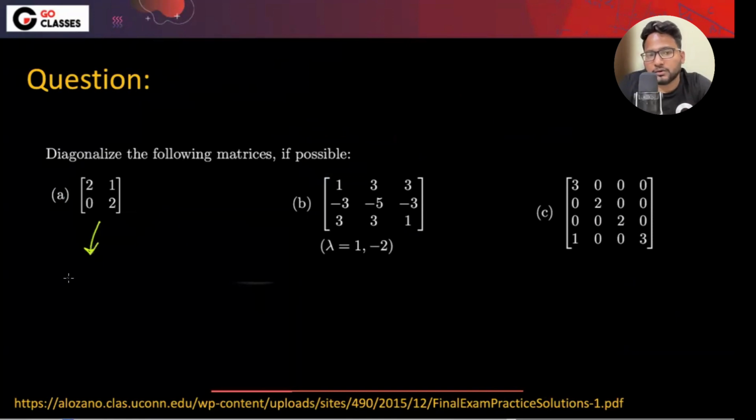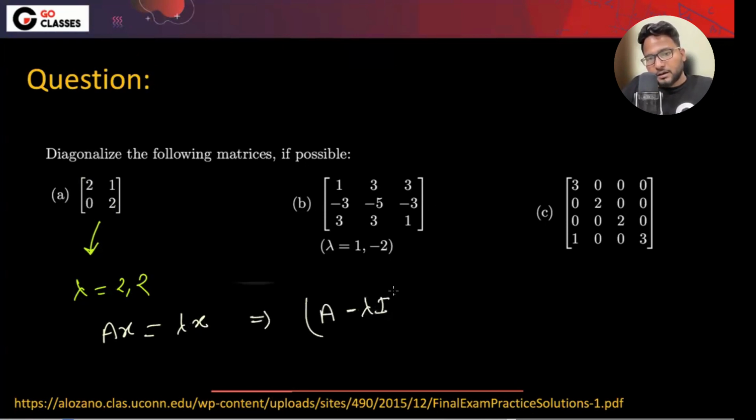So what are the eigenvalues? Can you tell me? The eigenvalues are repeating, 2 and 2, because this is an upper triangular matrix. Now, how to find the eigenvector? See, Ax equal to lambda x. So basically you need to find (A minus lambda I) x equal to 0. You need to find the solutions of A minus lambda I, and lambda is 2 here. So you need to find solutions of A minus 2I, which is the matrix 0, 1, 0, 0.